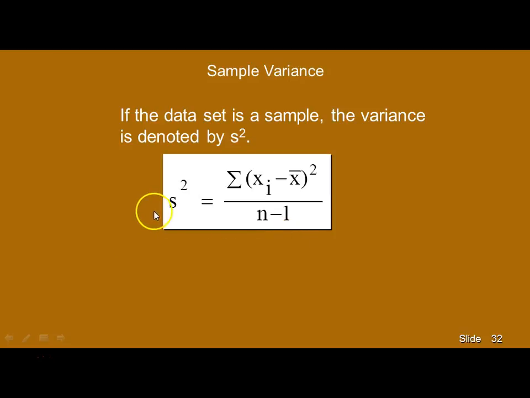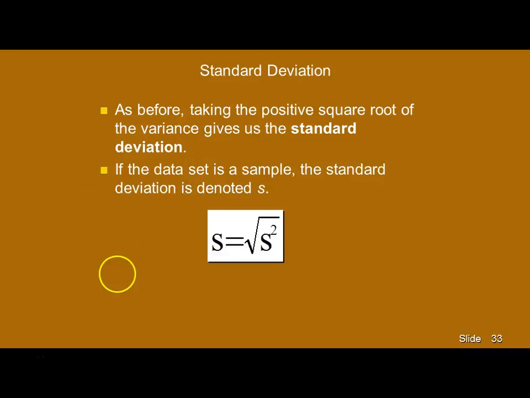And this will be called s squared rather than sigma squared. S squared stands for the sample variance. As before, if we take the positive square root of the variance, we will get the standard deviation. So s, the square root of s squared, is the sample standard deviation.